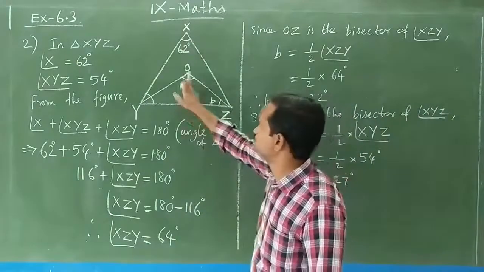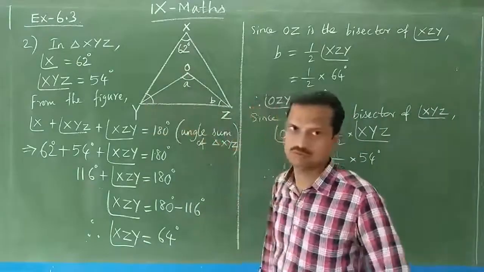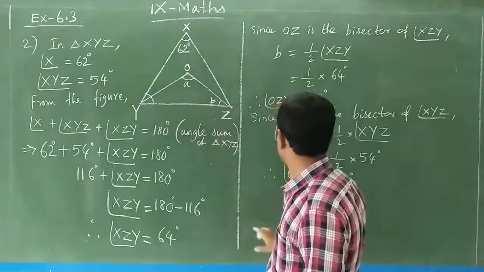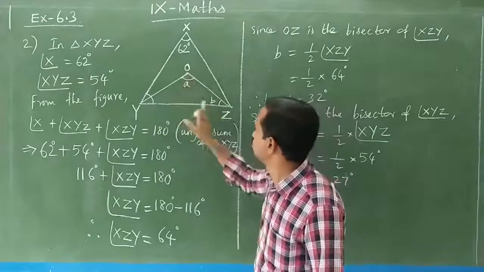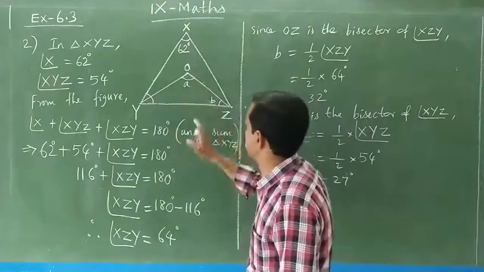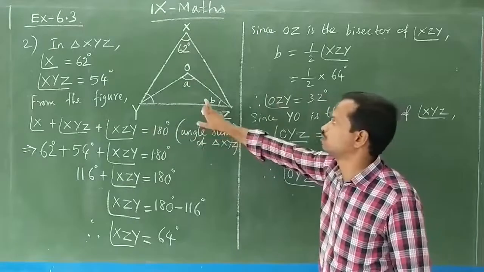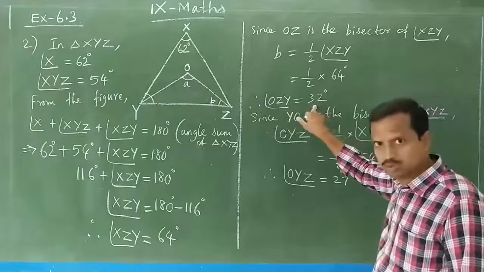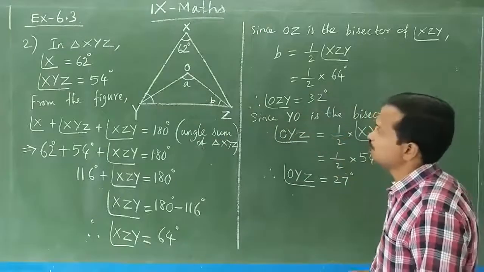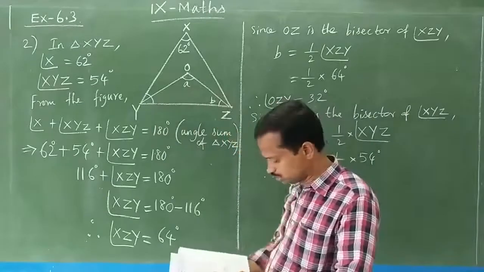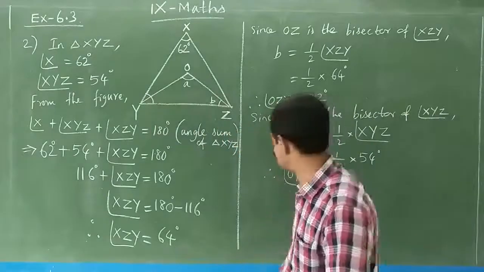Now in this triangle OYZ, we focus here. In this triangle OYZ, okay, we know OYZ, that is 27 degree, and OZY, that is here I named as B. Okay, so OZY, that is 32 degree, and now we have to find this YOZ. So this was the question. Find YOZ. Okay.